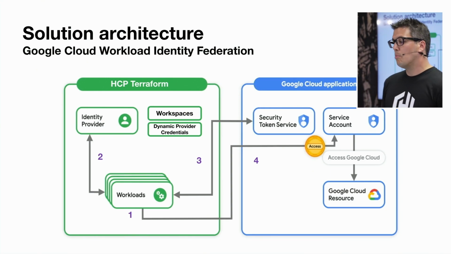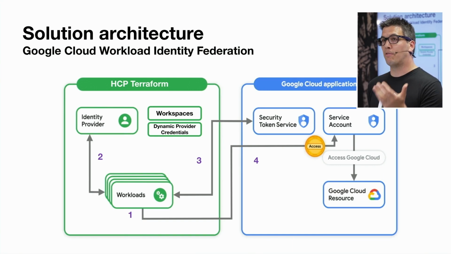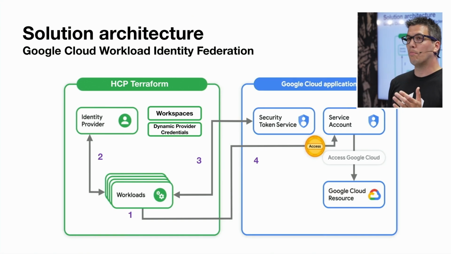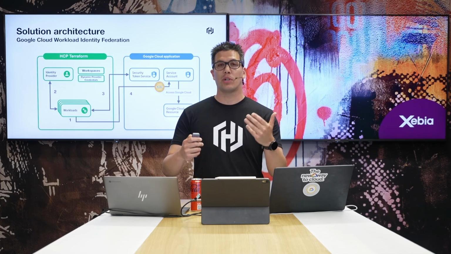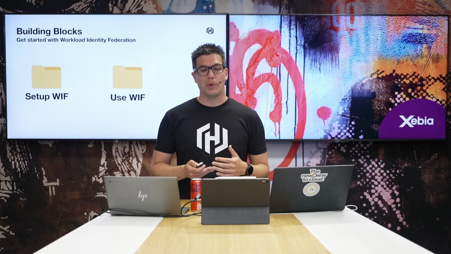Okay, nice. But what will then happen is on the side of HCP Terraform, where the dynamic provider credential is in place, that will use the token to impersonate the service account that's on the Google Cloud side. And I think that really shows the magic combined with the workspaces, which I'm going to tell you a bit more about. So that's the high-level solution of Google Cloud Workload Identity Federation. Let's make it a bit more concrete and look at the building blocks that we have in place.